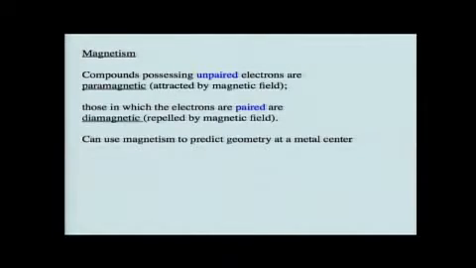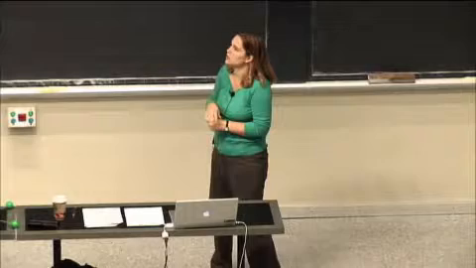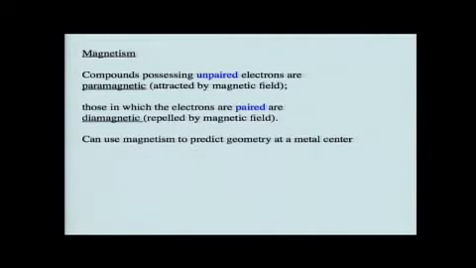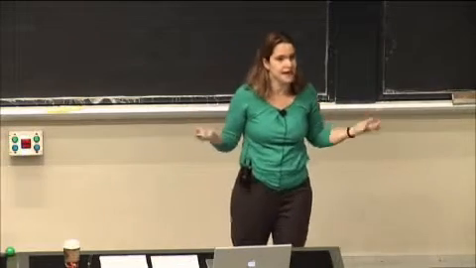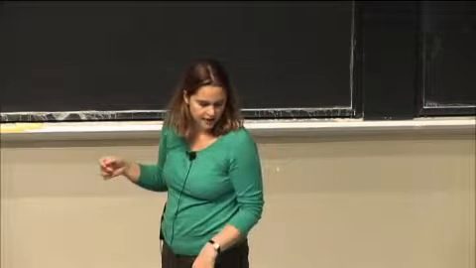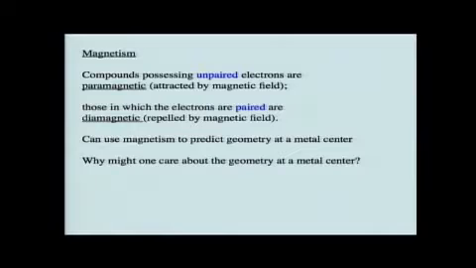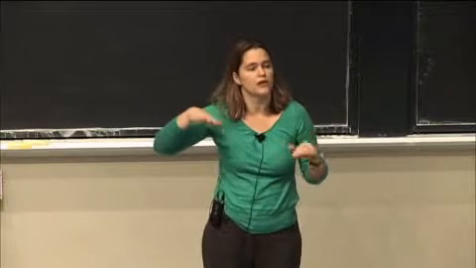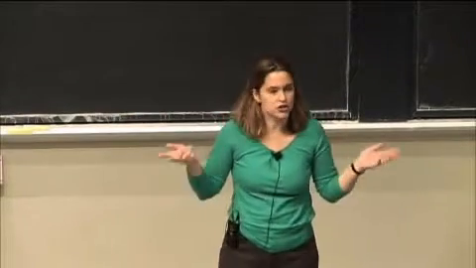I'm going to introduce you to some terms that we're going to come back to at the end of today's lecture. And then we're going to talk about the shapes of coordination complexes. So magnetism. We talked last time before the exam about high spin and low spin, unpaired electrons and paired electrons. Compounds that have unpaired electrons are paramagnetic. They're attracted by a magnetic field. And those where the electrons are paired are diamagnetic, or repelled by a magnetic field. So you can test the magnetism, and that'll give you some information about the electron configuration of the d orbitals in that coordination complex. And that can tell you about the geometry. By the end, we're going to talk about different types of energy orbitals when you have different geometries. So why might you care about the geometry of a metal center?